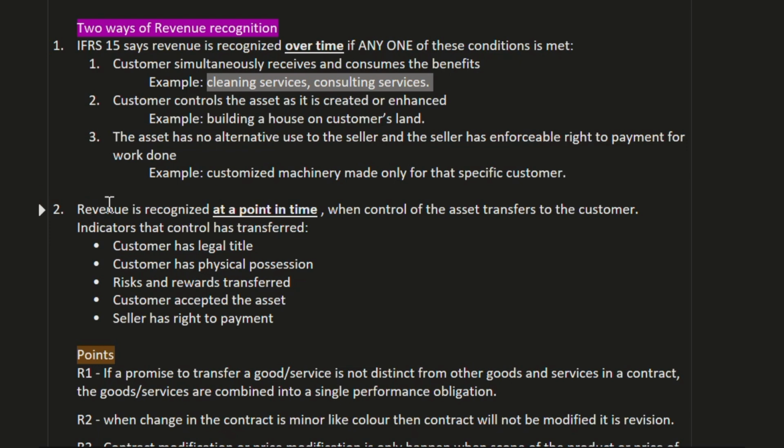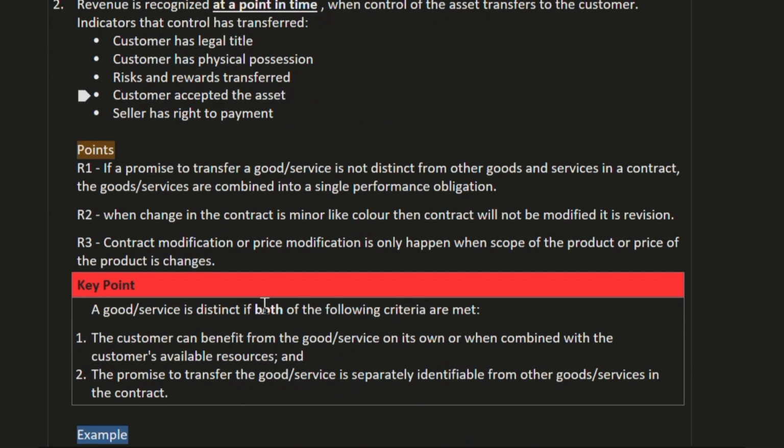Now the second is revenue recognized at a point in time when control of the asset is transferred to the customer. So at a point in time, we can recognize revenue when control of the asset is transferred to the customer. Indicators that control has transferred: customer has legal title, customer has physical possession, risks and rewards transferred, customer accepts the asset, seller has right to payment.